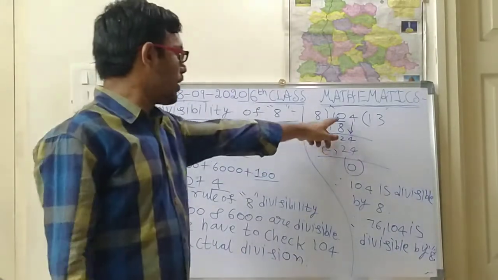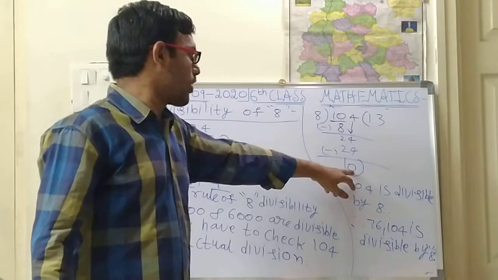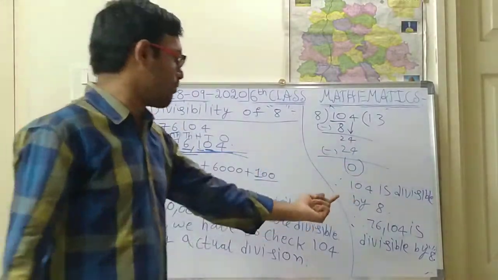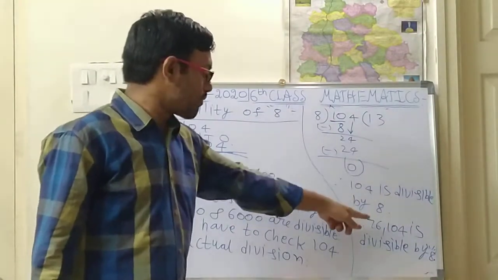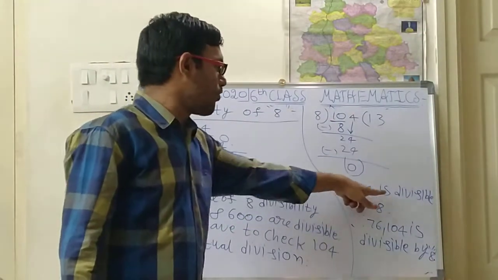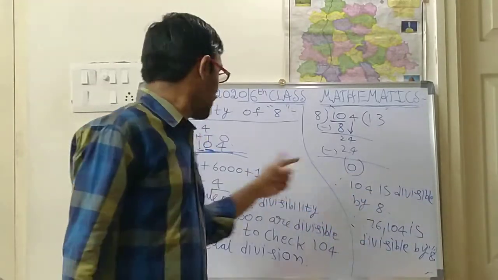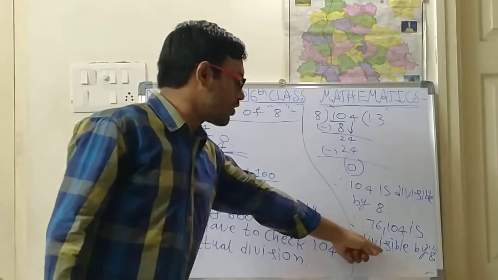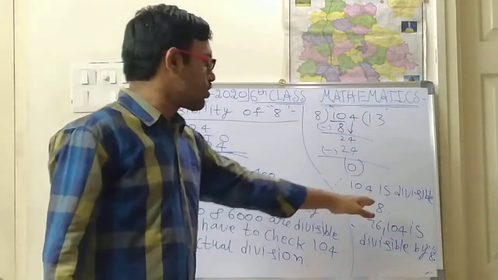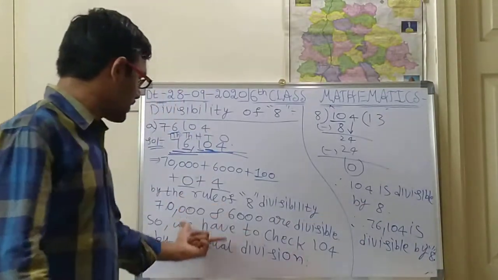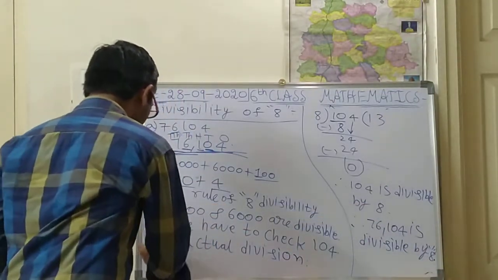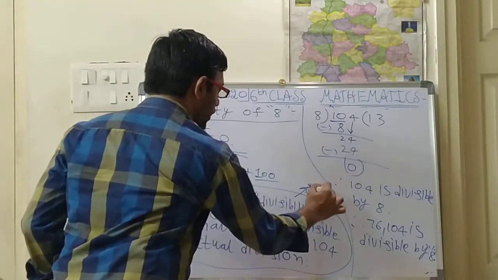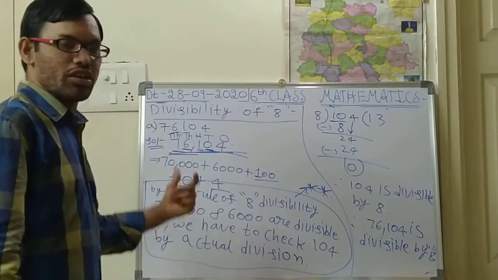Suppose by doing this division, if we get a remainder of any other natural number, then you are supposed to write therefore 104 is not divisible by 8. Therefore the number given as the question is also not divisible by 8. Okay, so you are supposed to write that conclusion. So this reason is very important, children. Okay, whatever reason I have written here is very much important. Okay, for every problem you are supposed to write this.